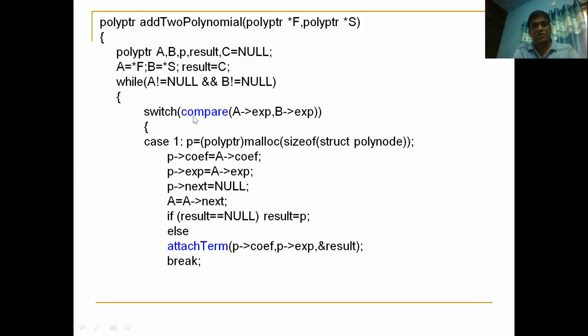So switch of compare A exponent, B exponent, because the 3 cases that we need to handle are based on the exponent of the terms. I'm comparing the exponent of the first polynomial, that is the pointer a is pointing to the first polynomial, pointer b is pointing to the second polynomial. So I'll take a exponent and b exponent for comparison.